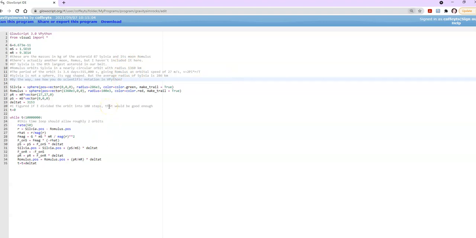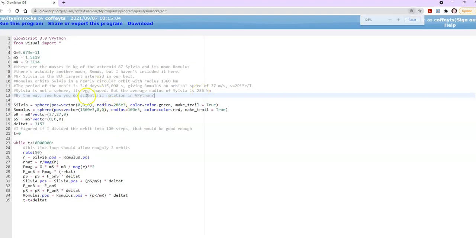Okay, next, let me make this a little bigger. It might be easier for y'all to see. Next, I'm going to define the initial values of the position and the momentum of my bodies. So Sylvia, yeah, I know I spelled that wrong here, but I don't want to fix it in my code, so I'm just not. So Sylvia here, I'm going to make a sphere. And I'm going to put the position of Sylvia initially at my origin. So pos equals vector(0, 0, 0).